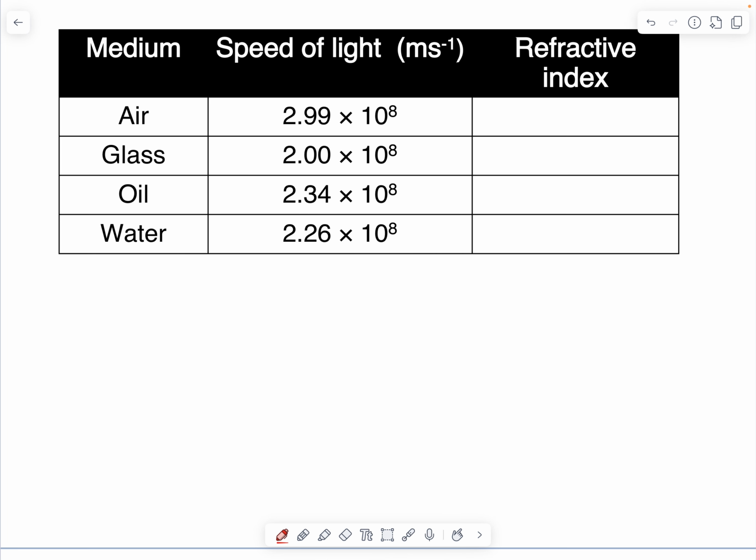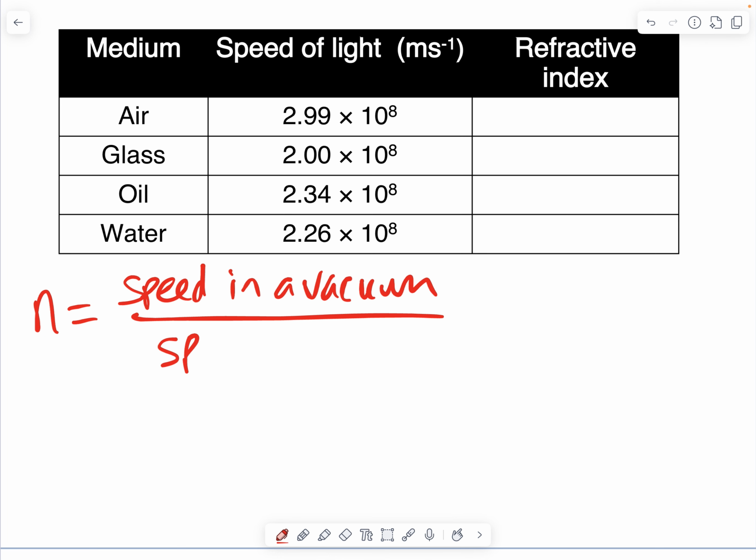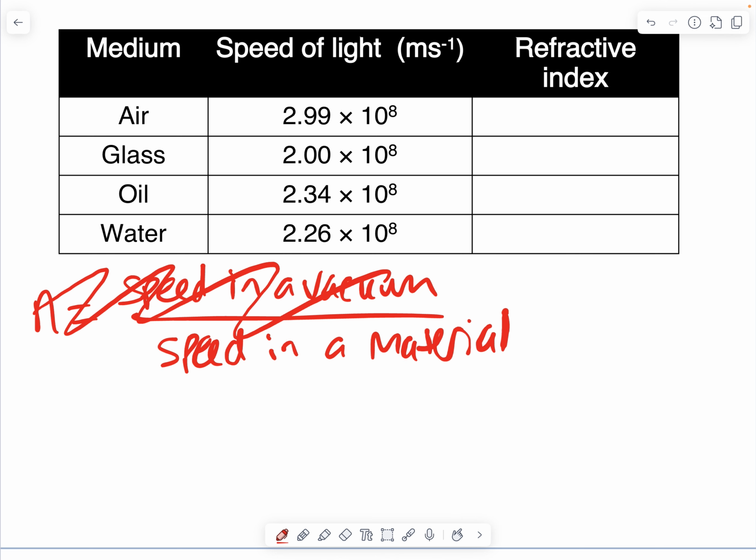If we go back to our definition, refractive index is equal to the speed of light in a vacuum divided by the speed in a particular material. So it's the ratio of the speed of light in a vacuum to the speed of light in a particular material. Let's work that out.